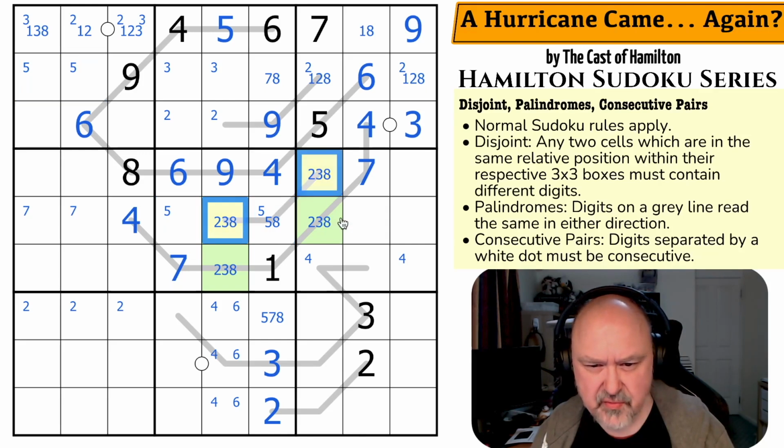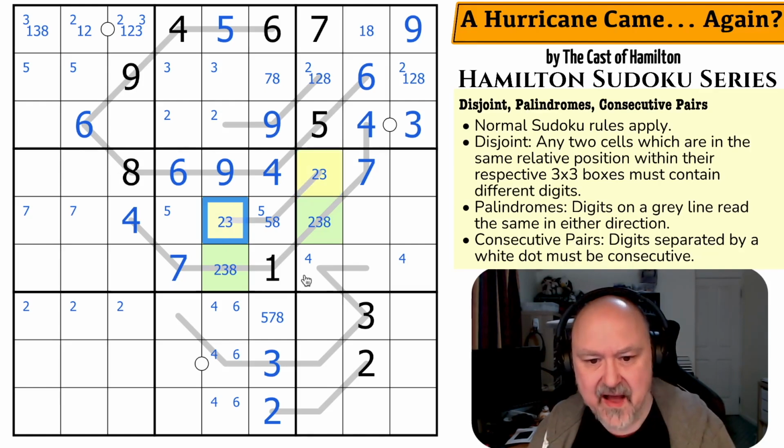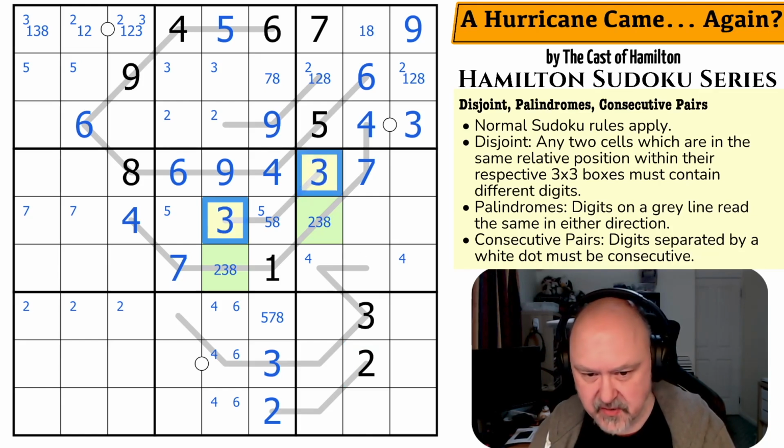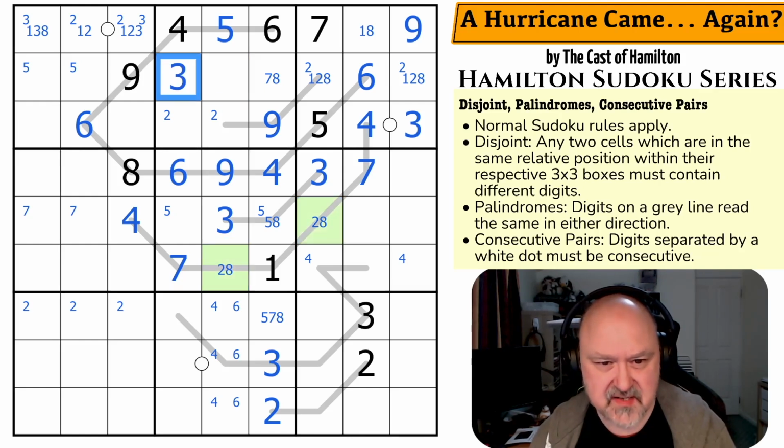So these are 2, 3, 8. Oh, they're not 8 because of that 8. So these are 2, 3. 2 or 3 only. And they can't be 2 because of that 2. That 2 sees that by disjoint. So yellow is 3. Bingo. So green is no longer 3. Green is 2 or 8. This is good fun. 3 looks up saying that's not the 3, so that's the 3.